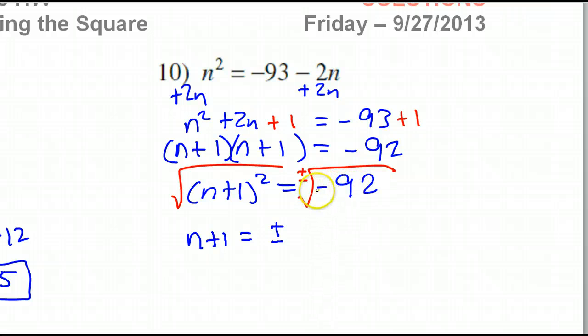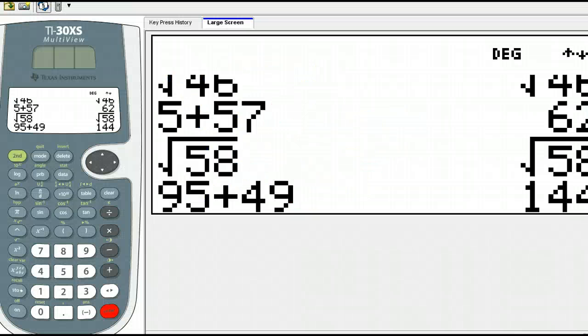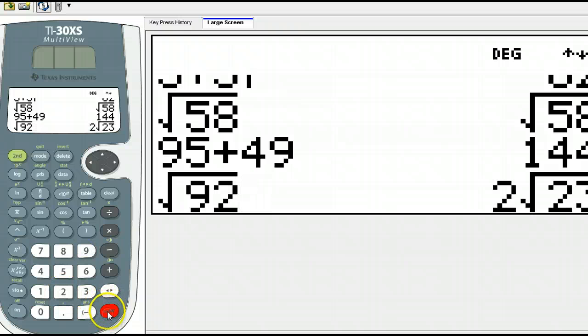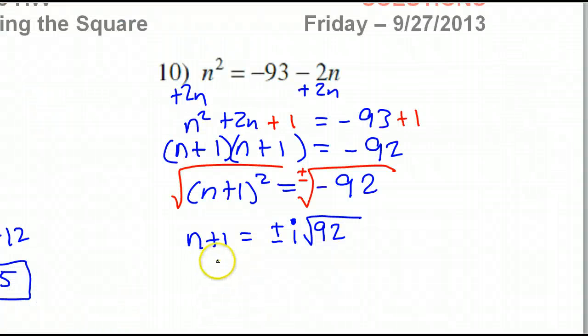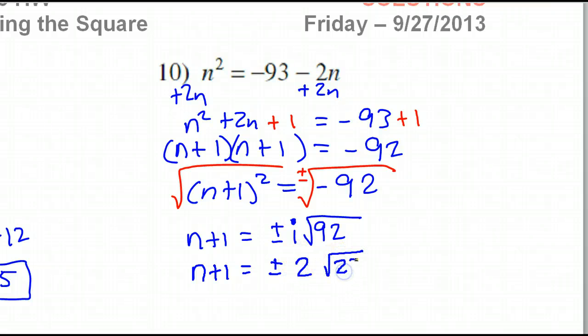Remember, the square root of a negative number, that negative is going to come outside as i. And then I've got the square root of 92. Let's see if that can be simplified or not. Oh, look at that. It's 2 radical 23. So I've got n plus 1 is equal to plus or minus. Now, this square root of 92 we saw was 2 radical 23. Guess what? The i goes in the middle. So we'd write 2i radical 23.